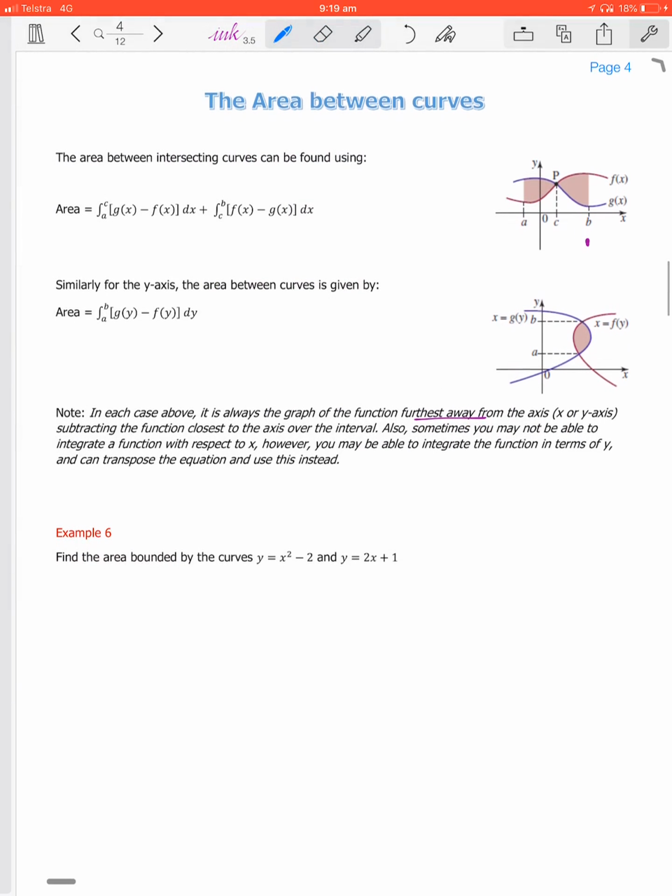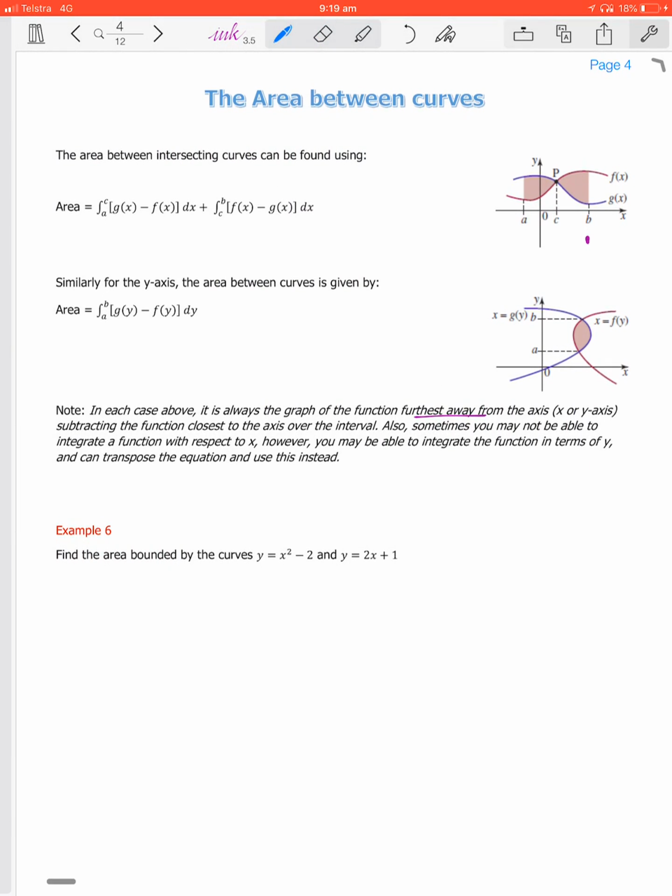Alright, we're looking at the area between two curves. Some of you might have done this in methods. The main difference with Spesh is that we do it between curves in relation to the y-axis as well. But basically, if you want to find the area between two curves, you need to find either where the curves intersect or they need to be bound by some values. So in this graph, the curve would be bound by A and B.